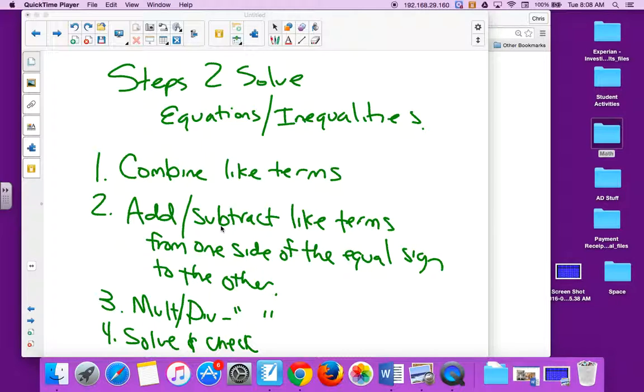The last part is just to solve and simplify. Get the variable by itself, plug it in at the end, and see if it works out. It should balance out, or at least in this case, the inequality should be able to be checked: plug in different numbers on either side of the inequality and see if it works.